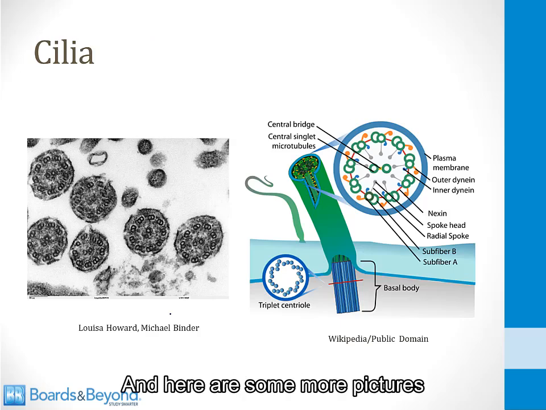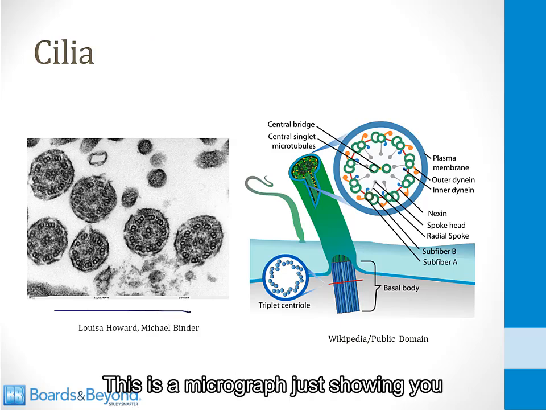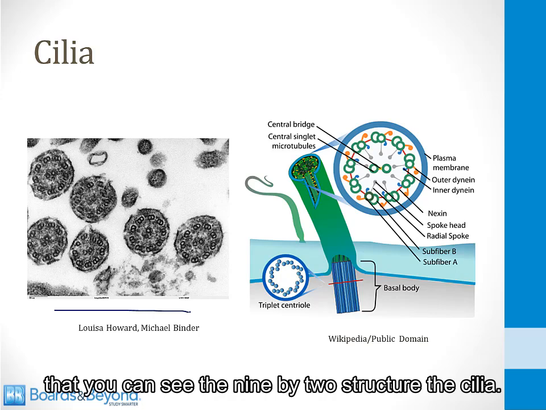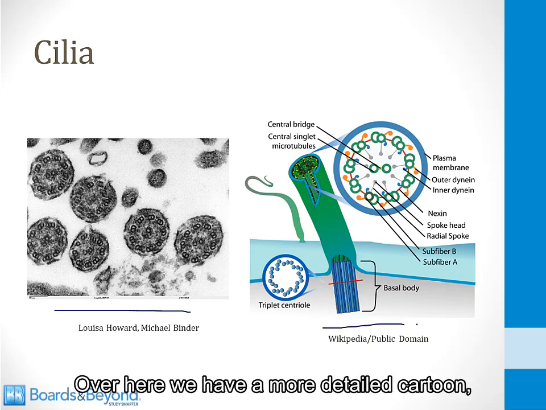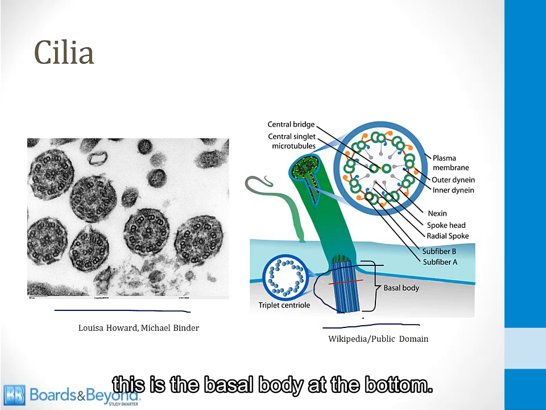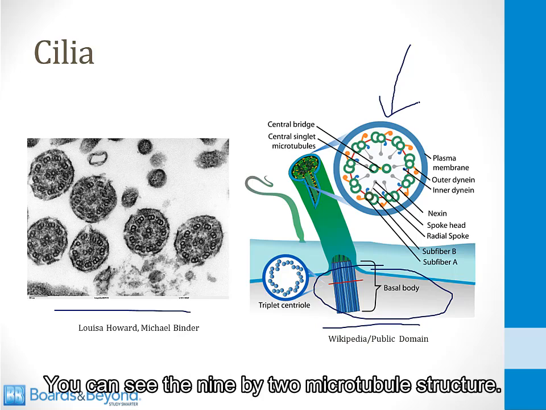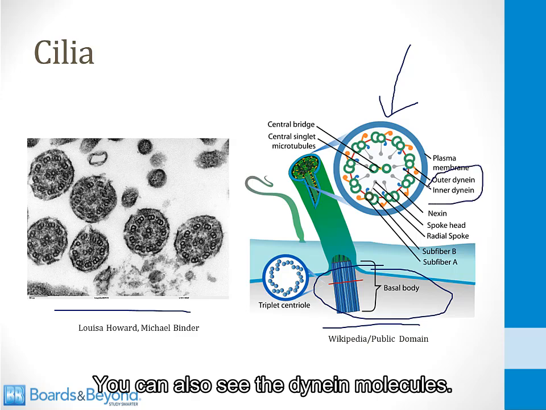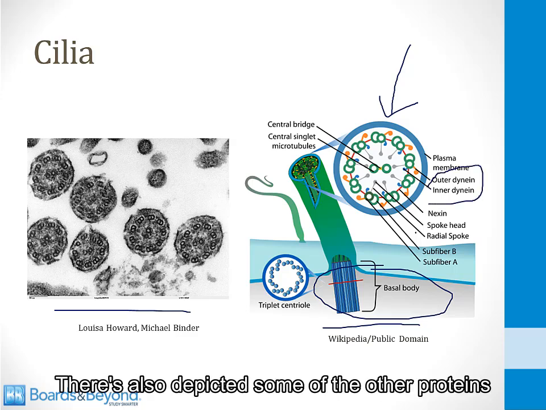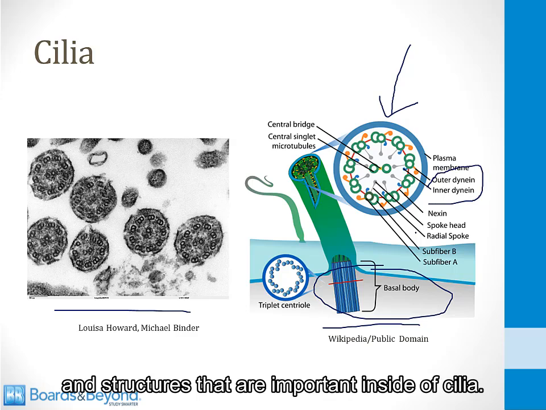And here are some more pictures just to make this more clear. This is a micrograph showing you that you can see the 9x2 structure in the cilia. Over here we have a more detailed cartoon. This is the basal body at the bottom. Shown here is a cross-section of the cilia. You can see the 9x2 microtubule structure. You can also see the dynin molecules. There are also depicted some of the other proteins and structures that are important inside of cilia.